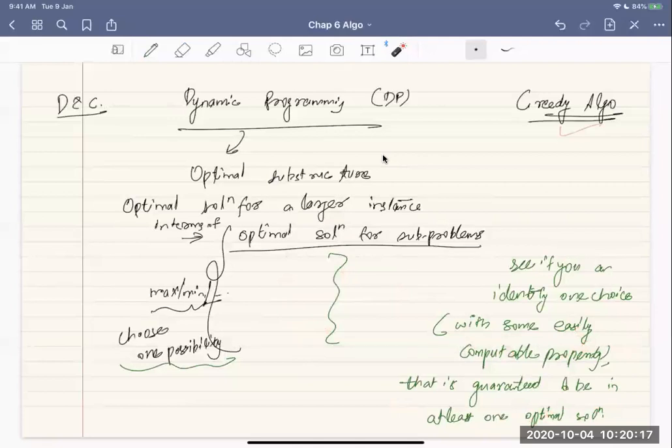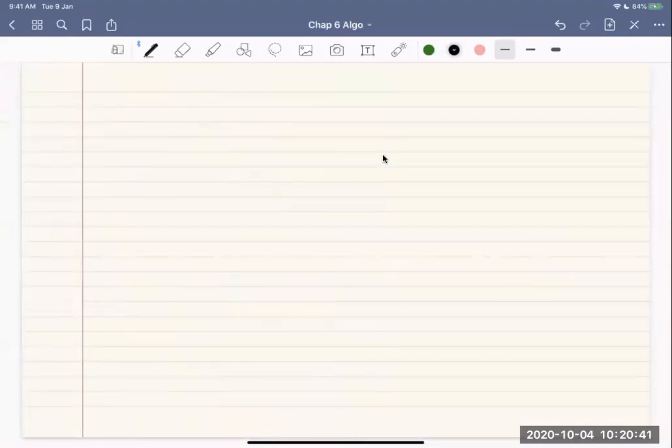That's where some notion of proofs will also come. So some sort of proof will be required. So that is where greedy algorithms differ from dynamic programming. Let's actually take examples. These are best taught using examples. So let's take an example.